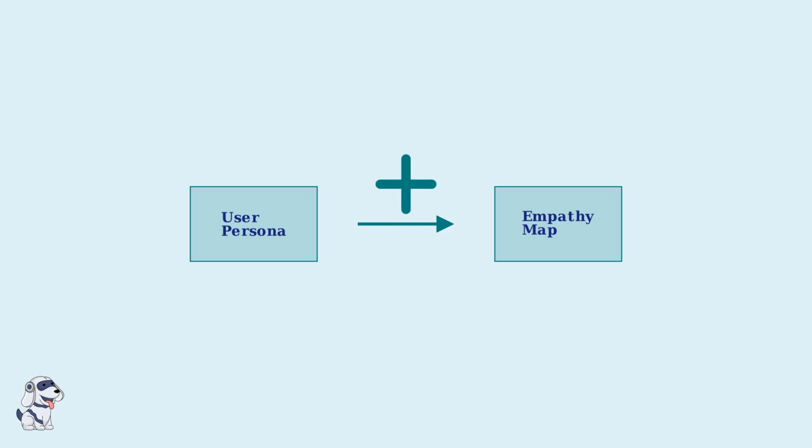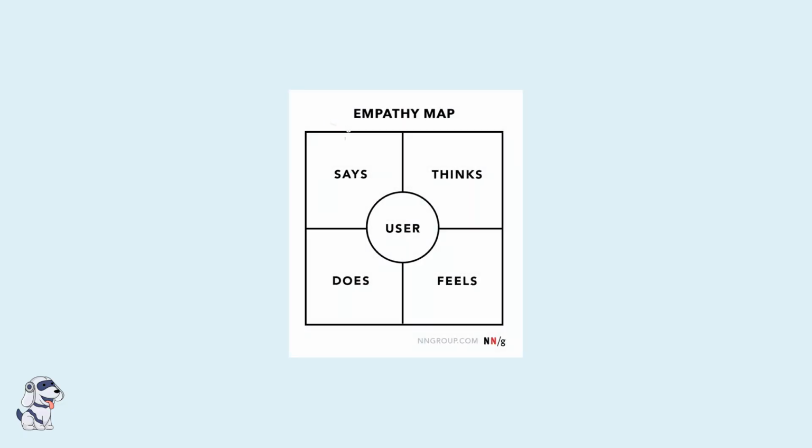Empathy maps help us visualize what our personas think, feel, say, and do. They bridge the gap between basic demographic data and deep psychological understanding. The empathy map takes persona information and organizes it into 4 key quadrants: what they say, think, do, and feel. This structured approach reveals insights that might be hidden in traditional persona descriptions.